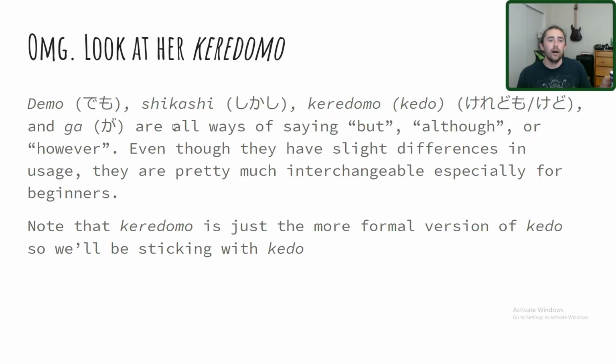Oh my god. Look at her, keredomo, which means but. So now we're going to move on to buts. We've got 4 different buts here that we're going to analyze: demo, shikashi, keredomo, or just for short, kedo, and ga. Now, these are all ways of saying but, although, or however.